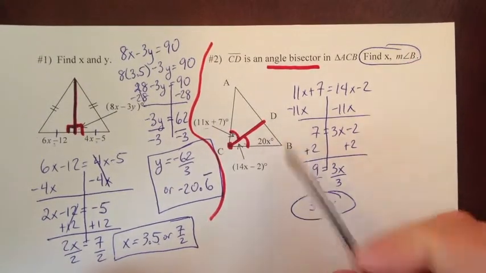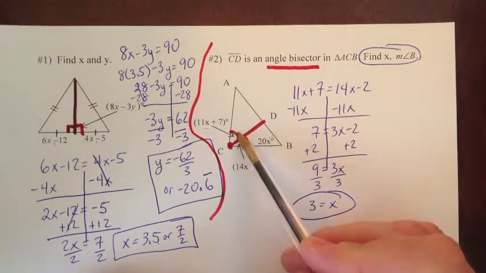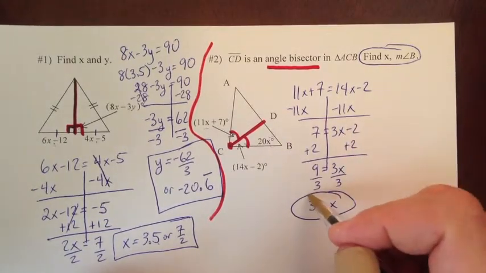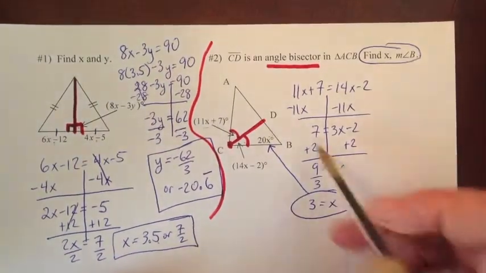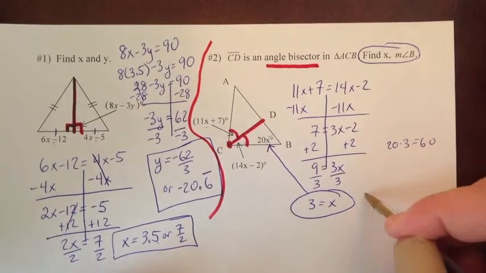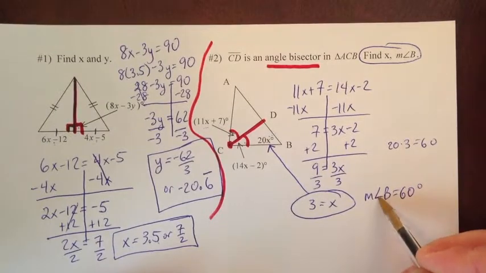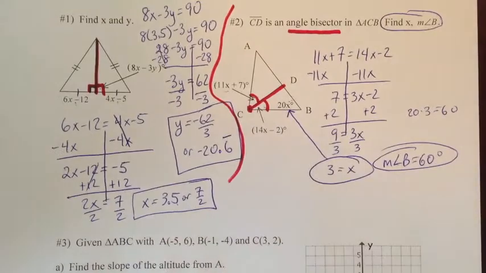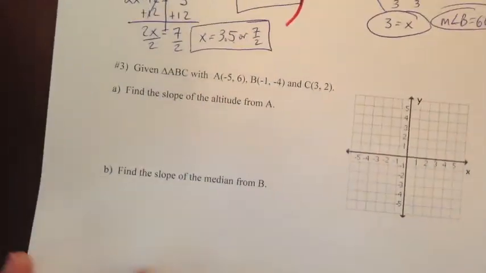Now you might have been thinking, well, this 20x degrees has nothing to do with these two angles, so am I going to use it? The answer is yes, now you are. You have to find x first. Now you can substitute and do 20 times 3. 20 times 3 is 60. So the measure of angle B equals 60 degrees. If you just put angle B, that's fine. You don't need the little m. And that's good. Okay, so there's 1 and 2. Now, the last thing here, number 3.